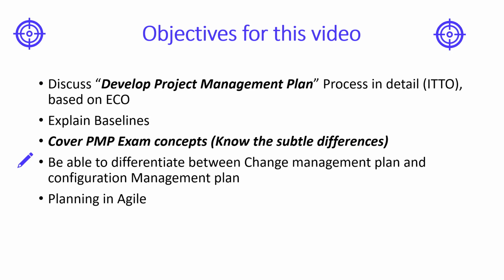And then planning in agile. So how do we plan in agile for one iteration and for a big release? Let's try to see the order of that also. Hang on with me for the next 15-20 minutes to understand how you develop a project management plan.